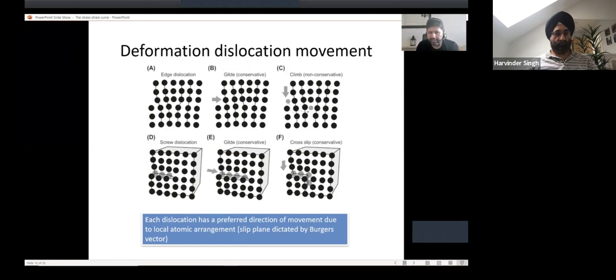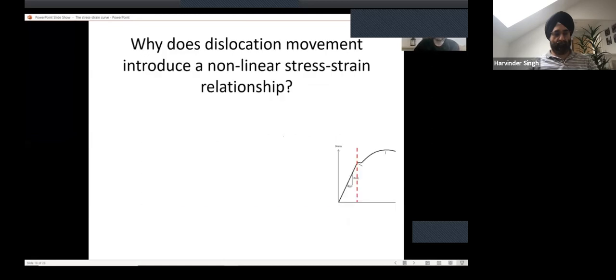It's important to note that each dislocation has a preferred direction of movement due to this atomic arrangement. So each dislocation has what we call a favored slip plane dictated by Burgers vector. I don't think it's important to know anything more than these terms, really, but just to know that dislocations do move, and we call this slip, and they slip along favored planes.